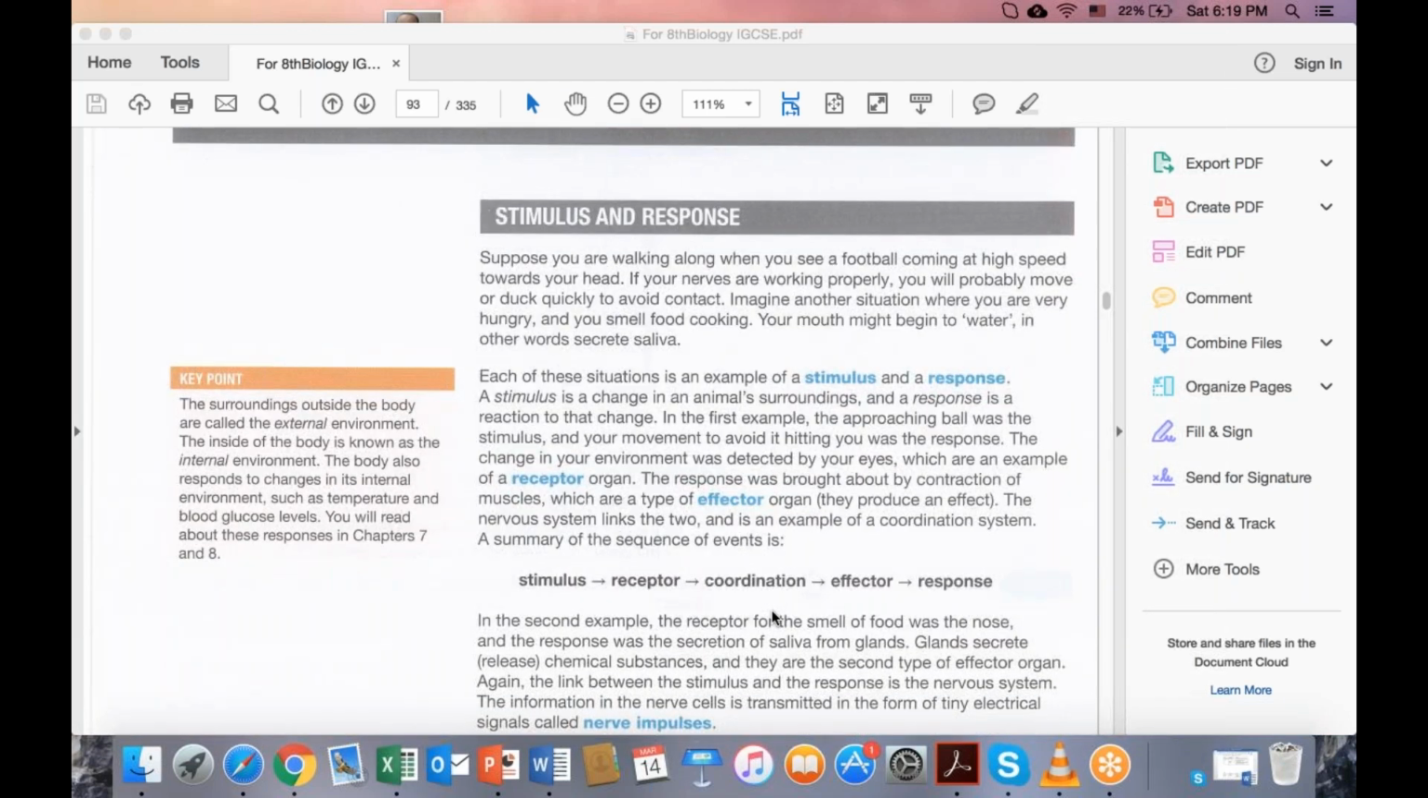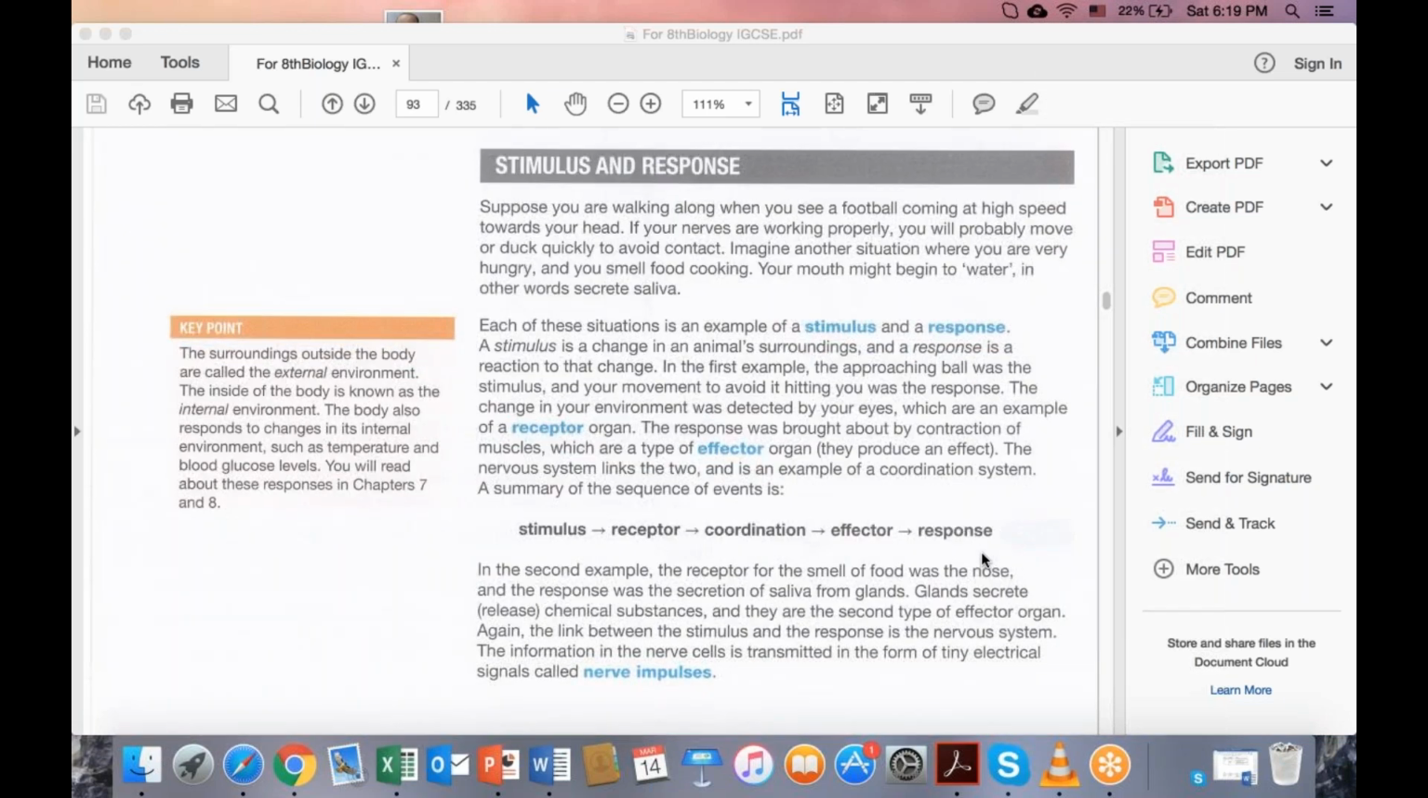So we can summarize it like that. This is the arc, the route, of any stimulus. Firstly, we feel the stimulus by our receptor, and then we coordinate and analyze this stimulus, and then we send a message back to the effector and show a response. So this is actually the summary of the nervous system.